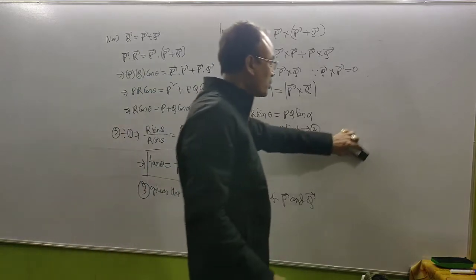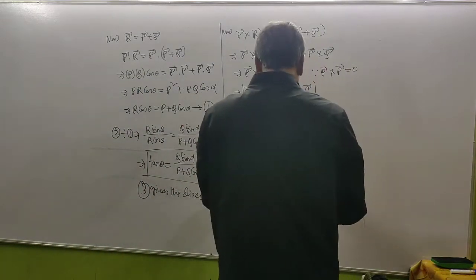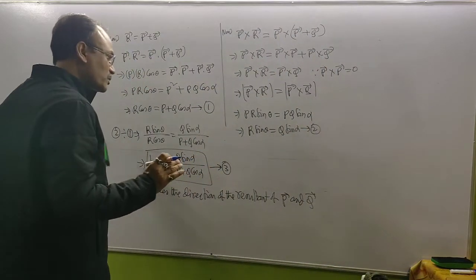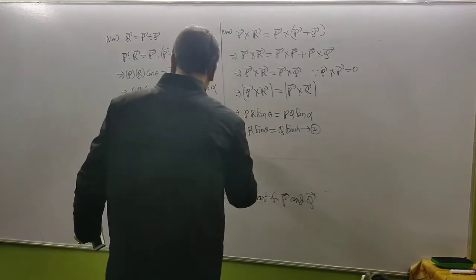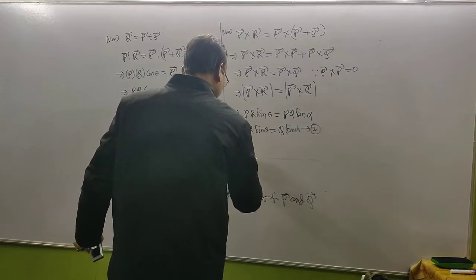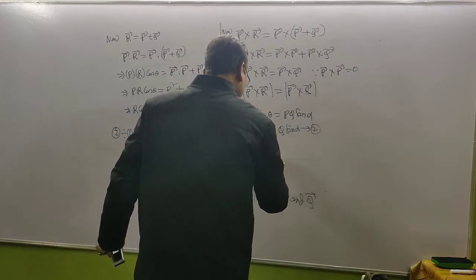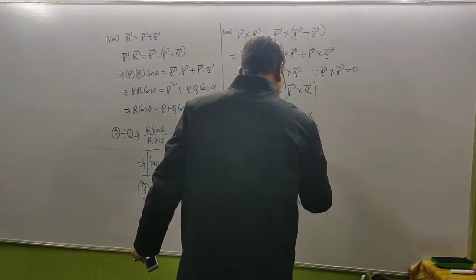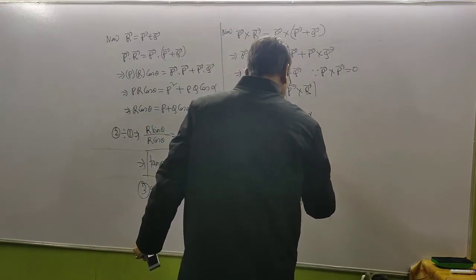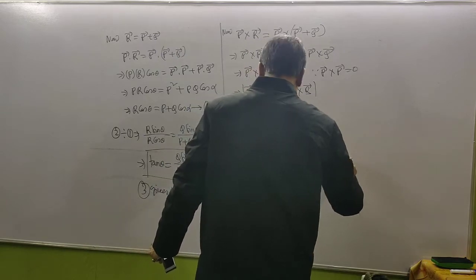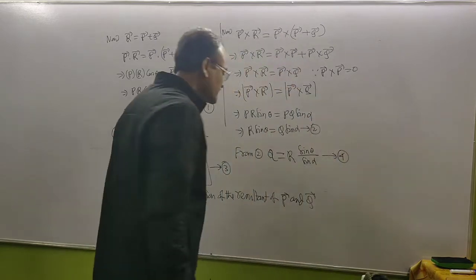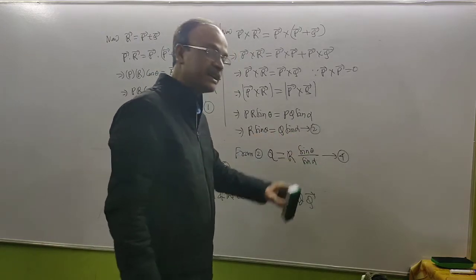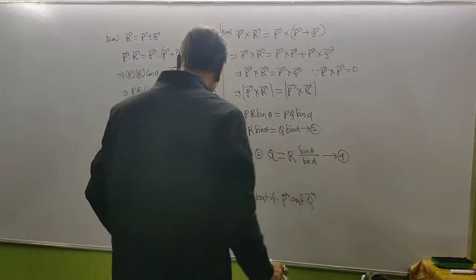Now, from 2 you may write Q equal to R sin theta by sin alpha. This is number 4. Q equal to R sin theta divided by sin alpha. You may write like this.